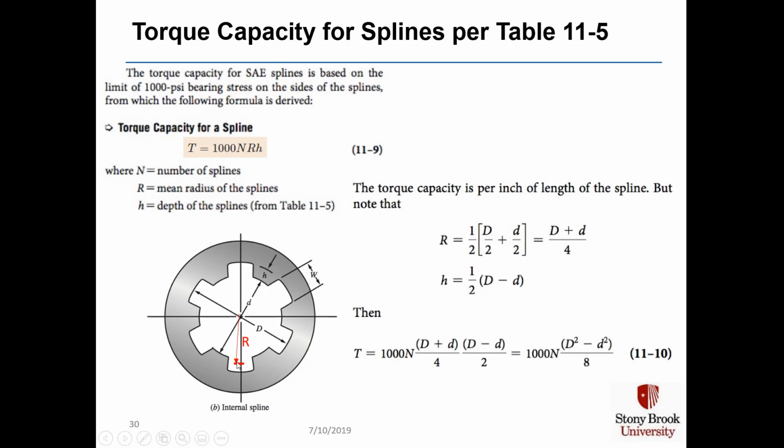And H is the depth of the spline, the distance from the inner diameter, small d, to the outer diameter, large D. And the torque capacity is per inch of length of spline. But we also have these equations here for R and H, and if you do the algebraic substitutions, you find that the torque is then equal to 1,000 N times large D squared minus small d squared over 8, and that comes from substituting capital R and the values for capital H into this equation, T equals 1,000 NRH.